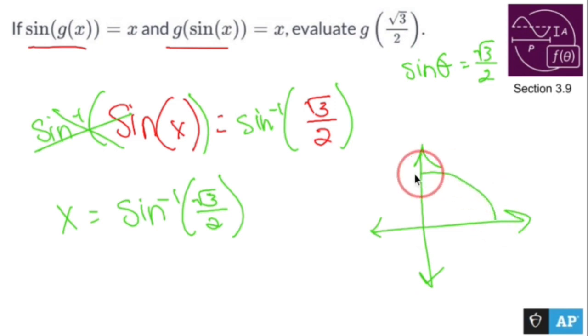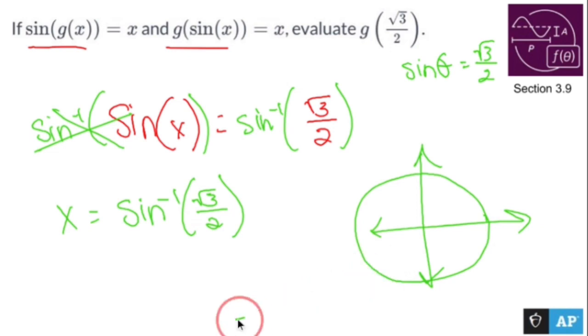Sine of x, if I'm dealing with unit circle thoughts, is going to be a y value. So which of these three dots gives me the y value of root 3 over 2? You do. And so that's the third dot of quadrant 1, which means this angle is pi over 3.